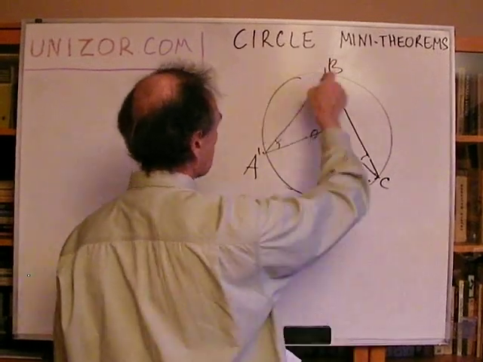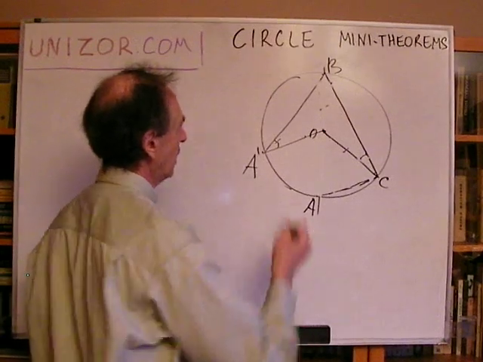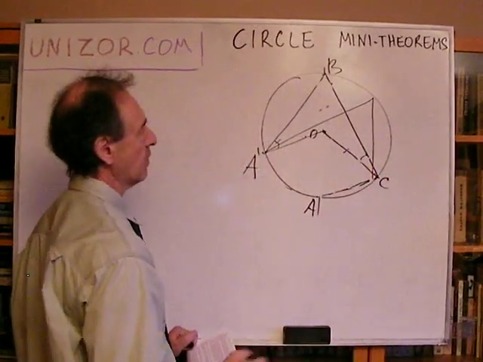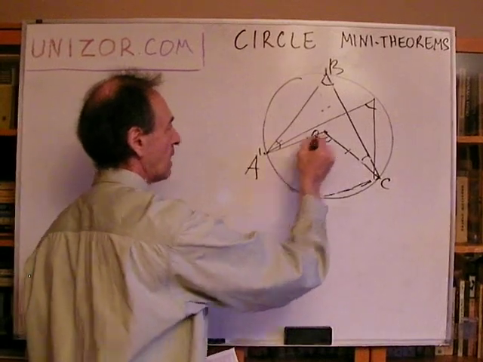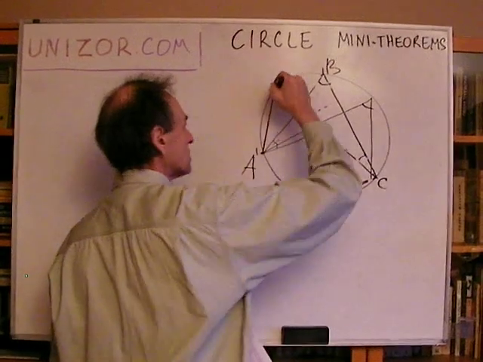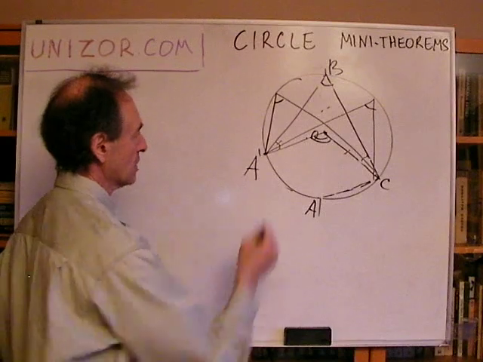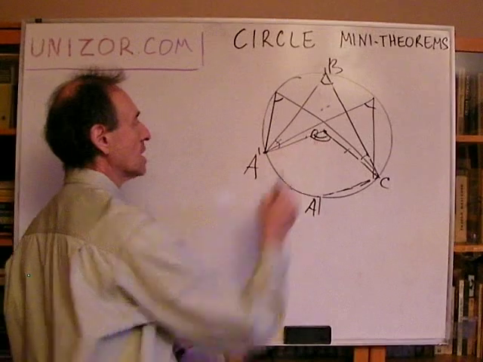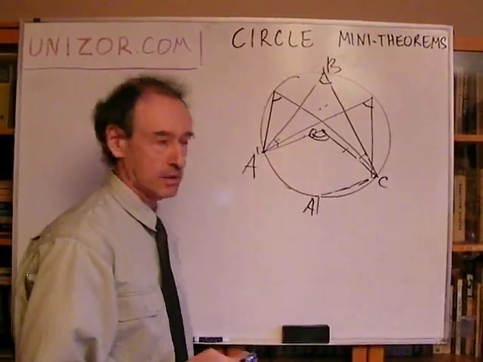So we have an inscribed angle and the central angle, which is supported by the same arc. And then if you take any other inscribed angle which is supported by the same arc, it's also exactly equal to half of the central angle, which means these are equal to each other. So all inscribed angles supported by the same arc, the same chord, are equal to each other and equal to half of the same central angle, which is supported by the same arc.